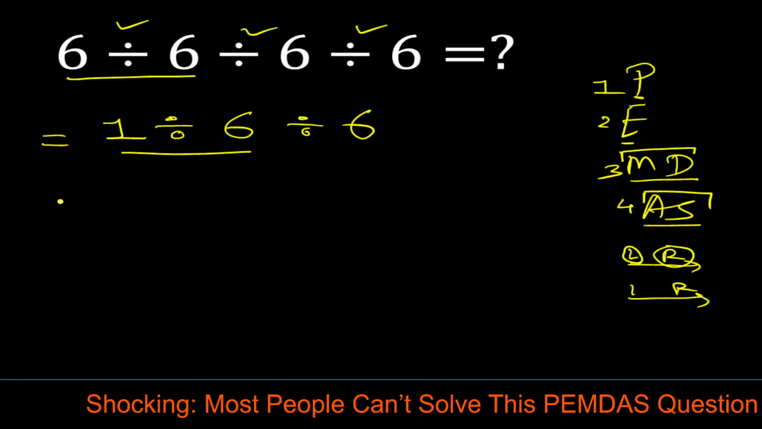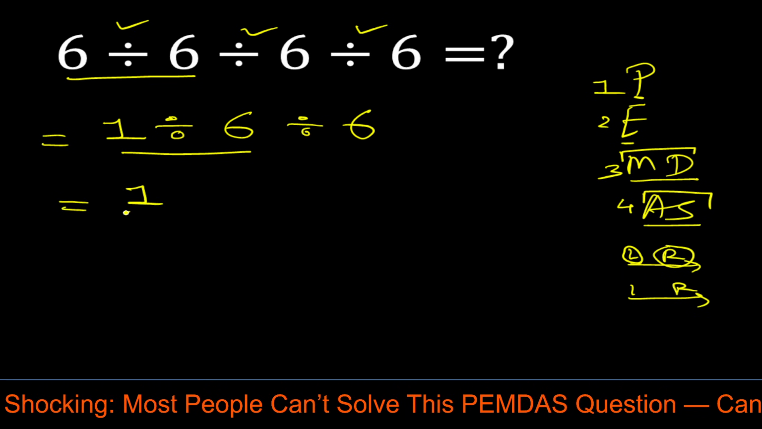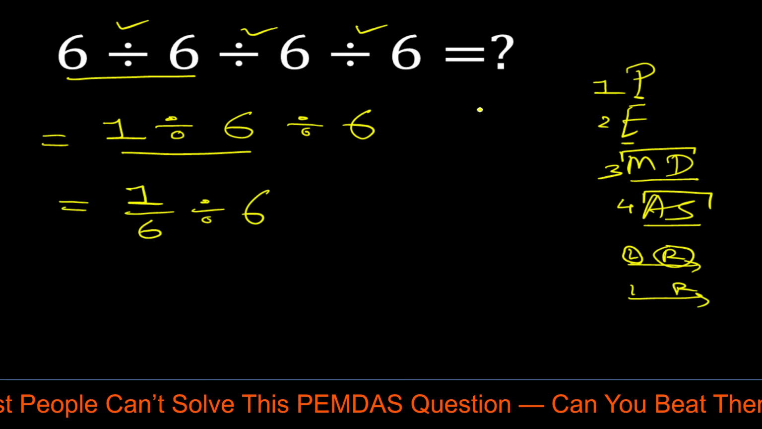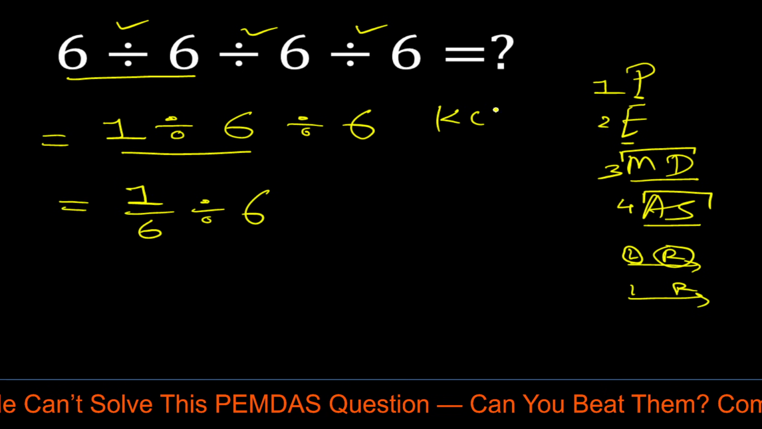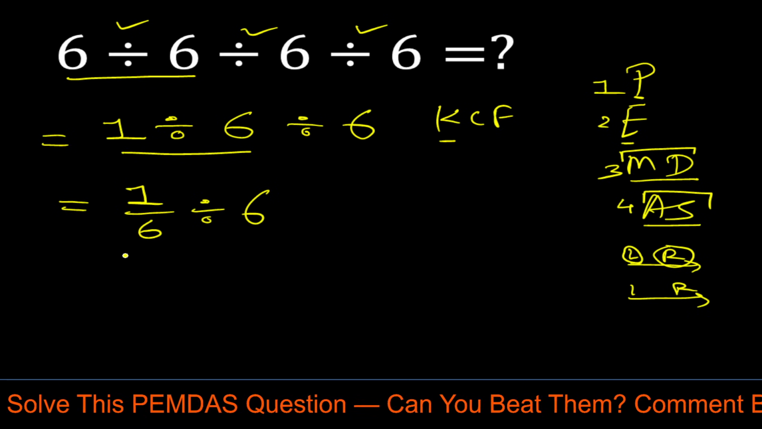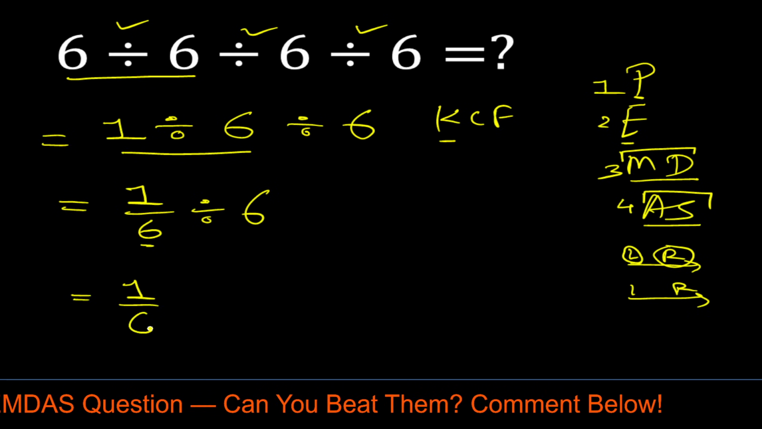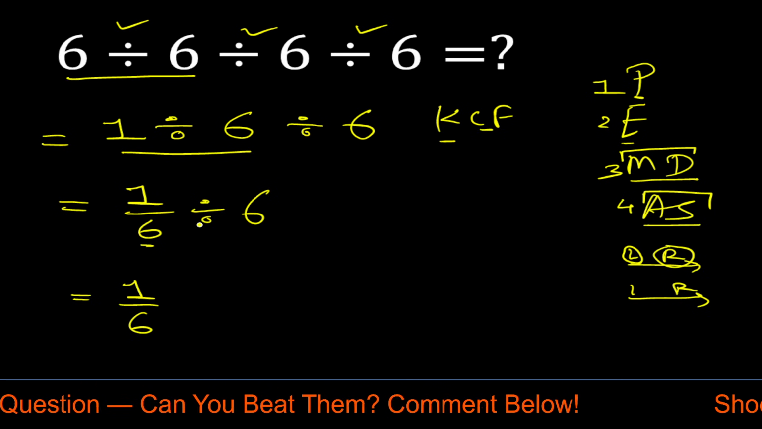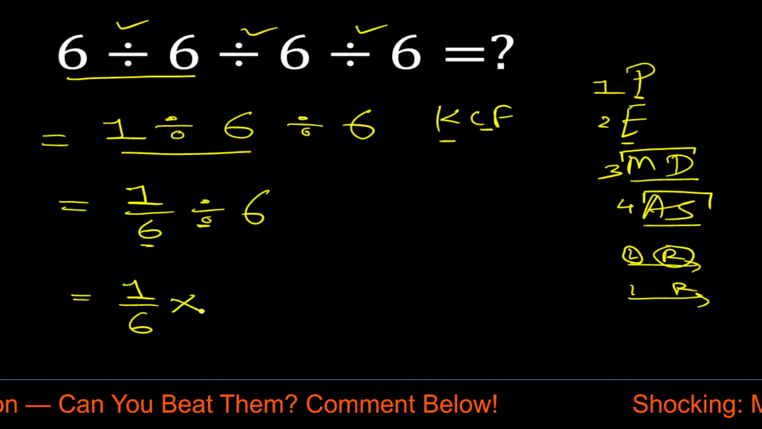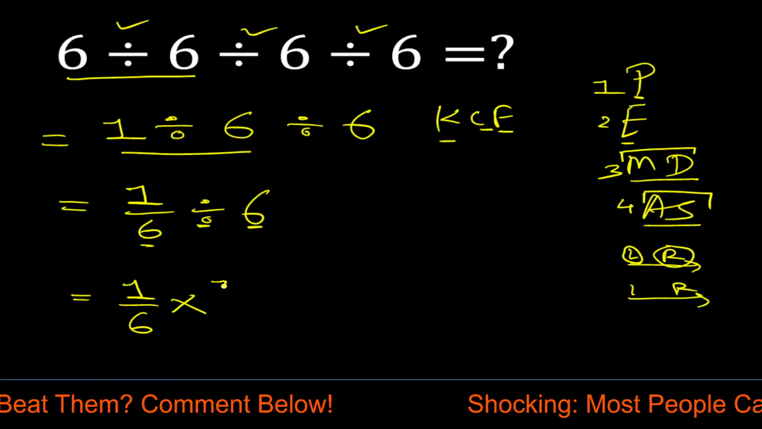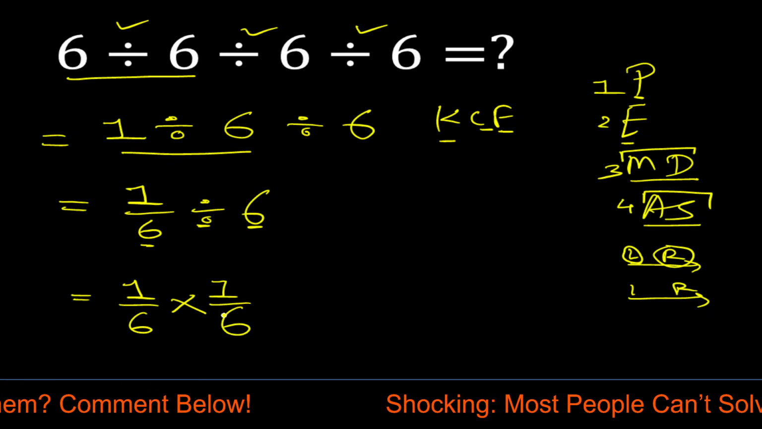Now 1 divided by 6 can be written as 1 upon 6 divided by 6, right? Now according to KCF rule, K means skip this first fraction 1 upon 6 as it is same. Then C means change this sign from division to multiplication. Then F means flip this 6 is equal to 1 upon 6, right?